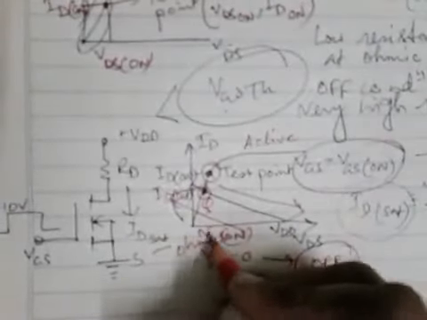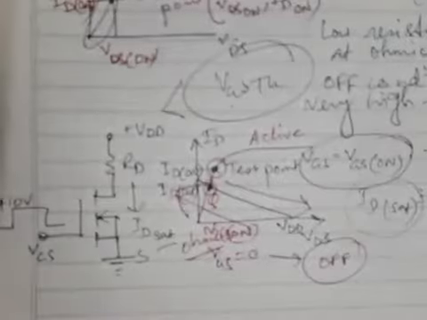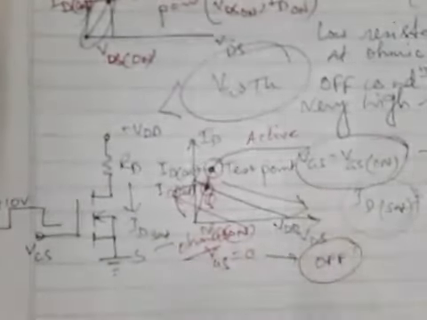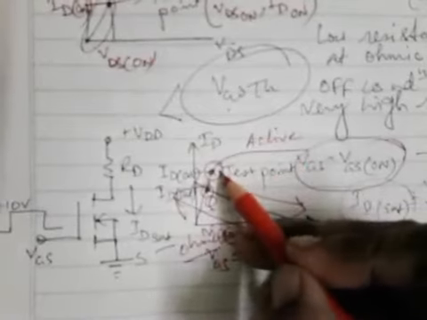So test point is the boundary above which it is the active region and below which it is the ohmic region. So we can say if my Q point that is fixed over here is lying below the test point, as per this characteristic curve, the device is biased in the ohmic region. And above the test point, the device is operating in the active region.